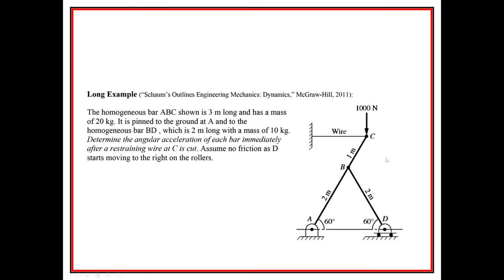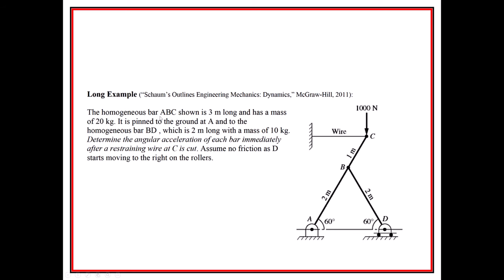Okay, so here is, I think, the fourth example, maybe, of class 21. This is one out of Sham's outlines, and it's got multiple parts. It's got these two parts. This thing is pivoted down here. This guy is on a little roller skate, and then linked up right here. There's a wire, and also 1,000 pounds, now 1,000 newtons, being put right here. And so they're going to cut this wire.